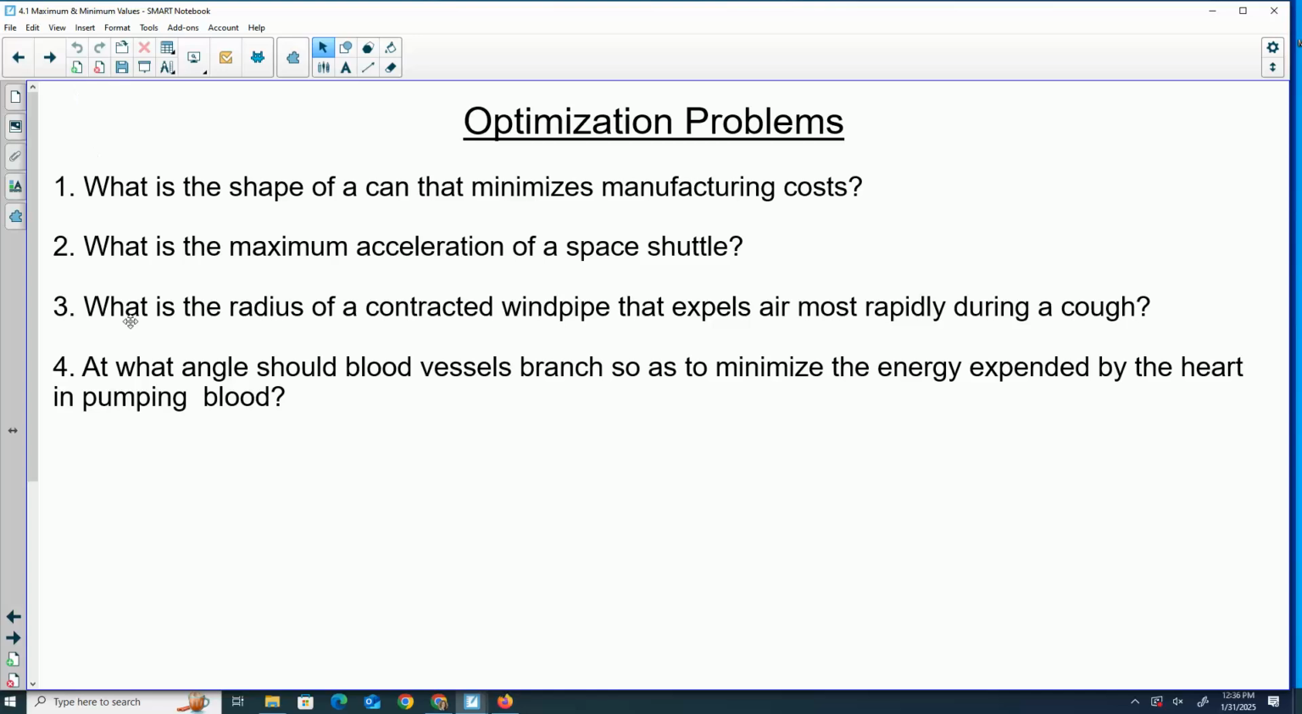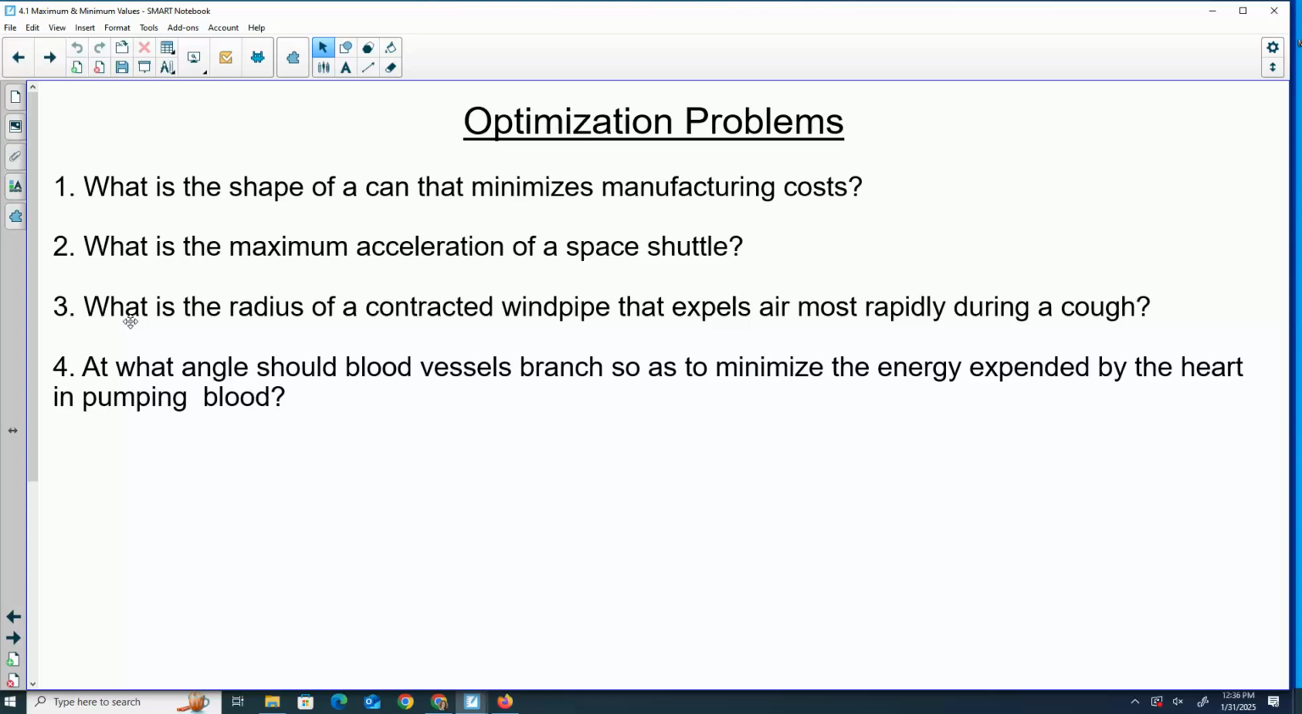So, kind of the motivation here. These are used in optimization problems, which is a big feature of why so many people have to have calculus for their degree. One situation: what shape of a can would minimize manufacturing costs? If you are going to be manufacturing something, you want your cost to be as low as possible, right? So you need to minimize your costs. The maximum acceleration of a space shuttle.